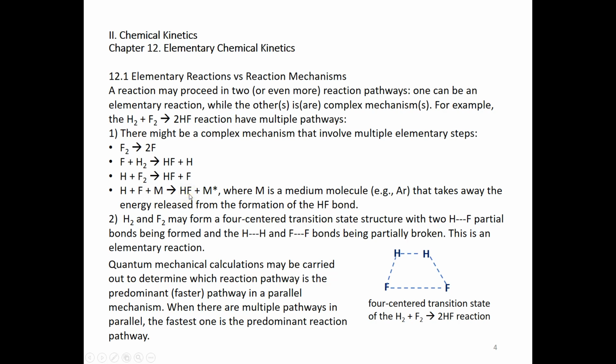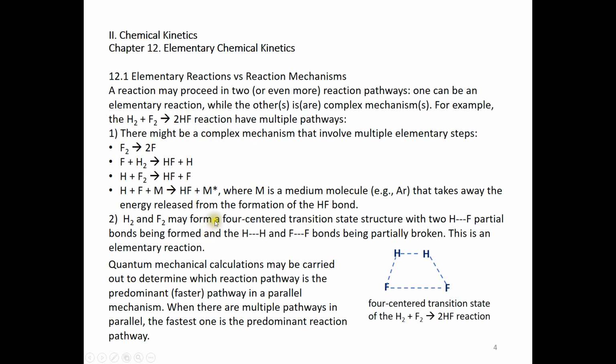Energy is released, and the released energy must be absorbed by some medium molecules, and that's why we need this M over here, and this M is energized after absorbing the energy and becomes M star. M star means energized medium molecules. Sometimes we can just use argon gas as the medium. Sometimes we can use some other inert chemicals as the medium for this reaction. This is the complex mechanism for this reaction.